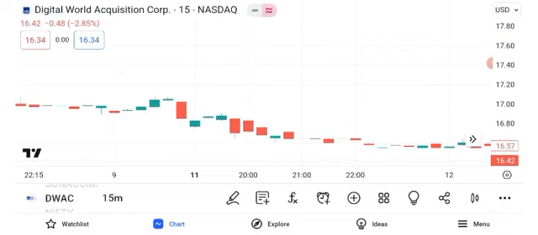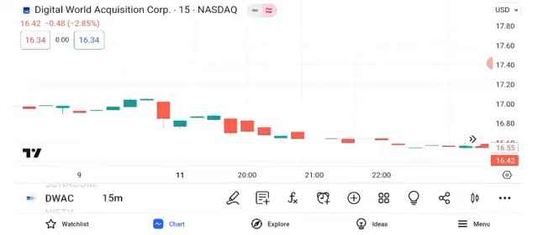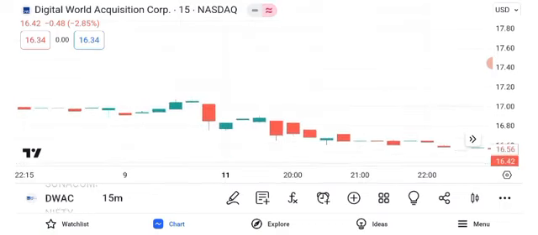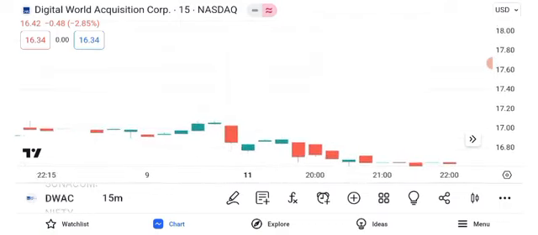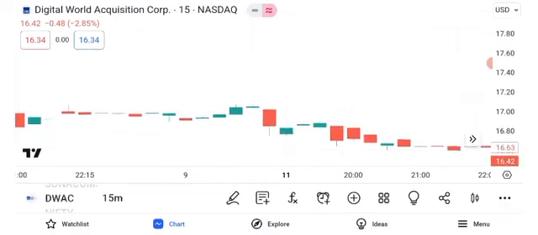Identifying resistance and support levels is pivotal for traders. DWAC's current resistance is at $X, while the support level is at $Y. These levels can help you set entry and exit points.